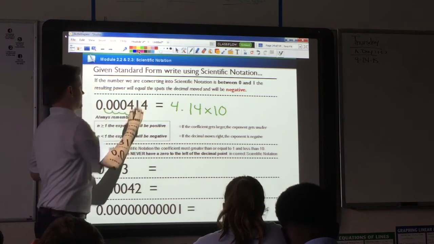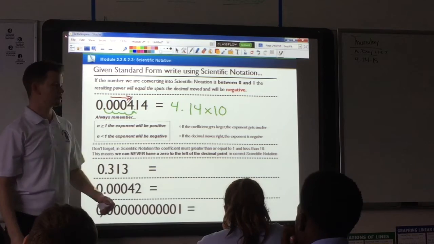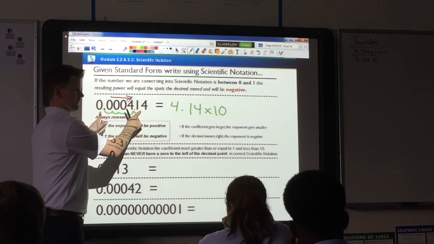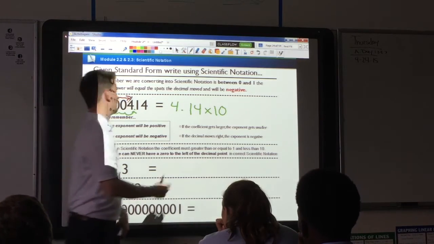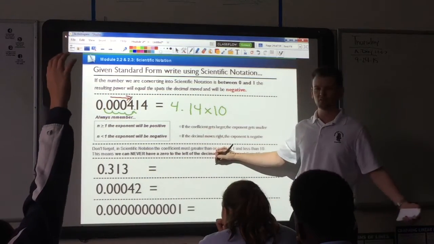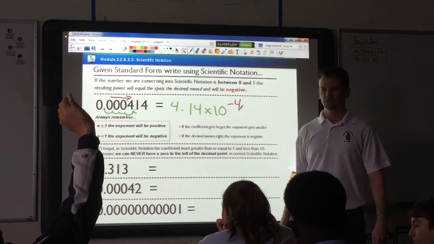It's going to be negative. Two reasons why it's negative. I had to move my decimal to the right. Also, if I look at my original number, was that number greater than 1 or less than 1? Less than 1. That lets me know that my exponent is going to be negative. But negative what? Negative 4. Good job.